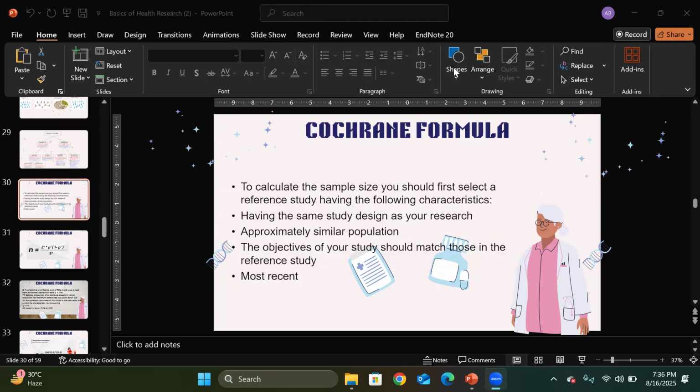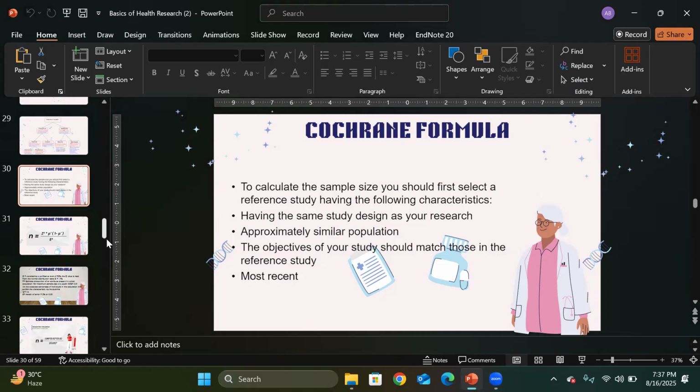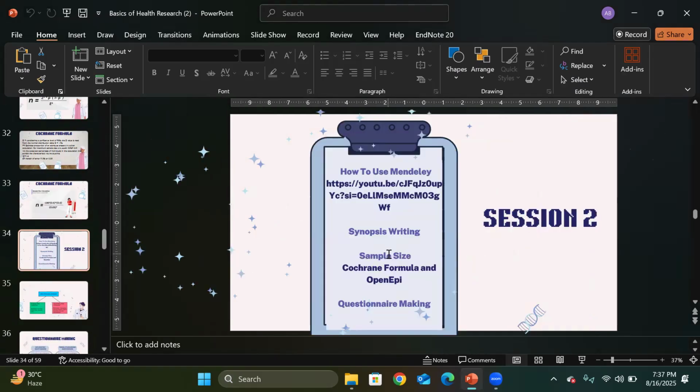Hello. Okay, so today we have to discuss the sample size calculation. There are two methods that we can use. The first one is the Cochrane, also known as the WHO calculator. And the second one is OpenEpi. I personally prefer the OpenEpi one, but there are pros and cons of both.